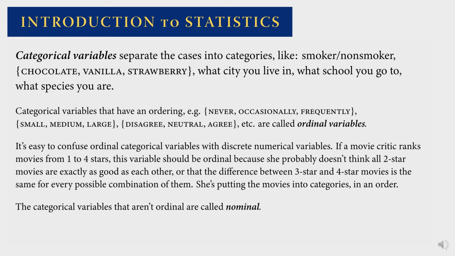For a numerical variable, distance should always mean the same thing. In other words, the difference between 4 and 3 should be the same as the difference between 6 and 5. If there's some room for interpretation about what the distances between numbers mean, then you've got a categorical variable.